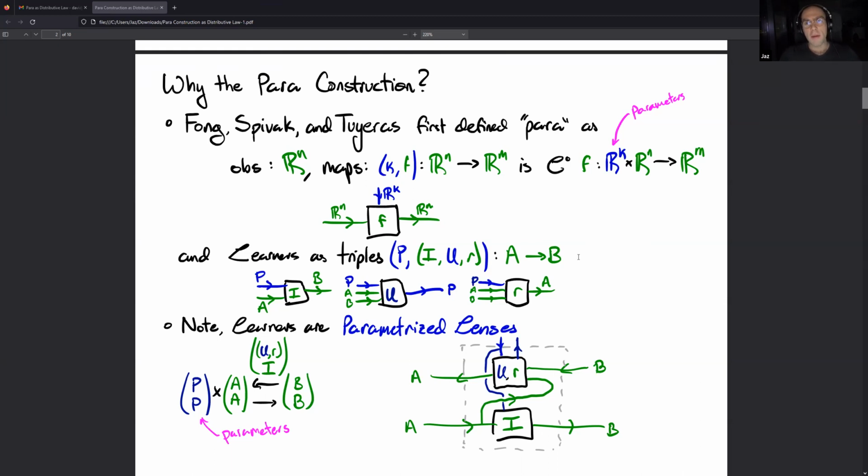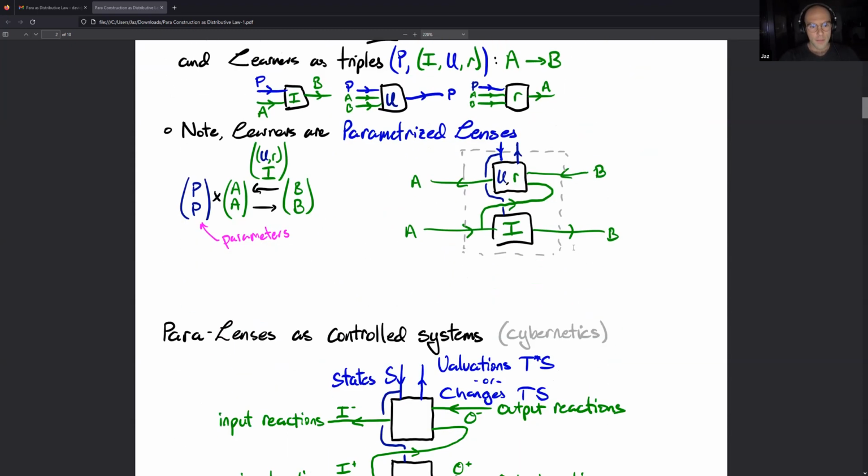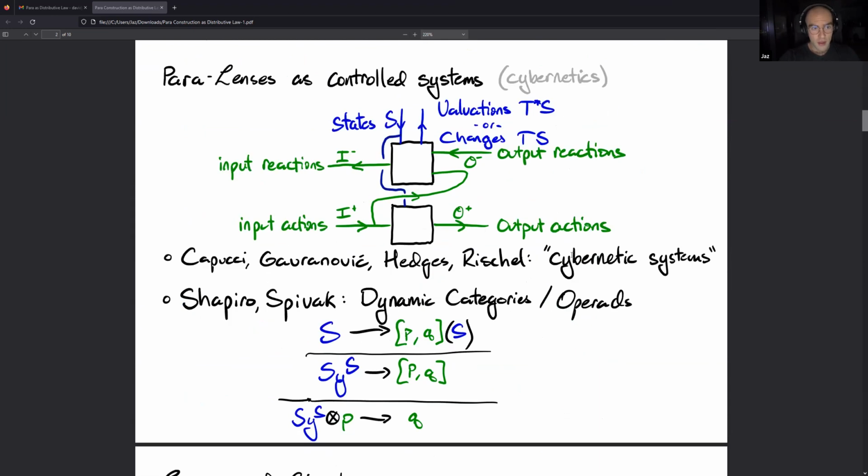So the cool thing about this paper is that it actually uses the para construction twice. So it's the first instance of it. It wasn't explicitly written there, but the authors all knew that it was this case. So now the other use for para lenses is not just in gradient descent, but as controllable or controlled systems. And so this is the sense in which Matteo was talking about it in the last talk.